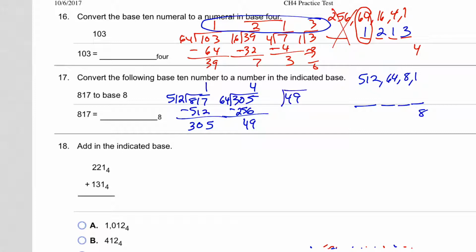Then we continue the process. We're going to divide by 8 now. And 8 times 6 is 48. Remainder of 1. 1 into 1 goes in once. So our final answer then is going to be right there. 1461.